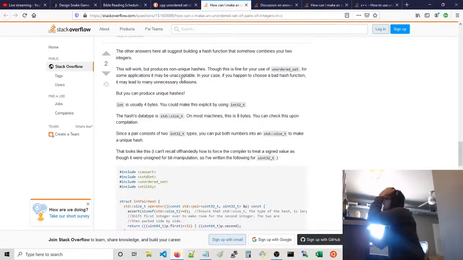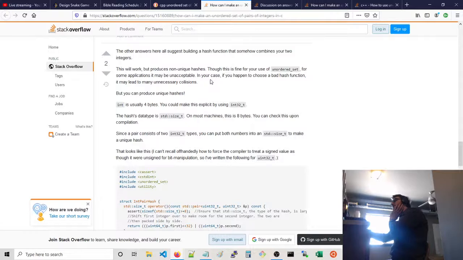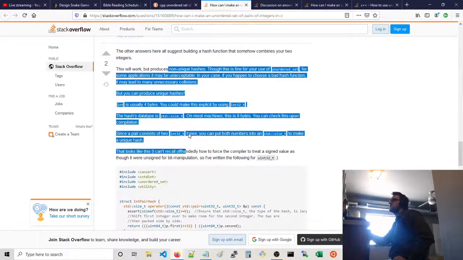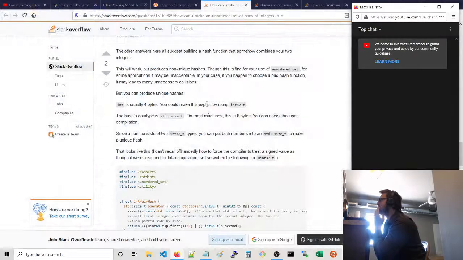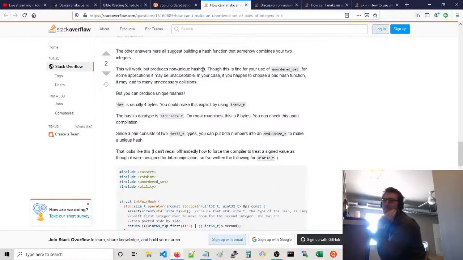Oh, I guess it doesn't matter if they collide, because you'd have, what do they call that? The unordered set handles collisions reasonably well, I guess. So I guess it doesn't really matter. You can just multiply it by some relatively large prime number.